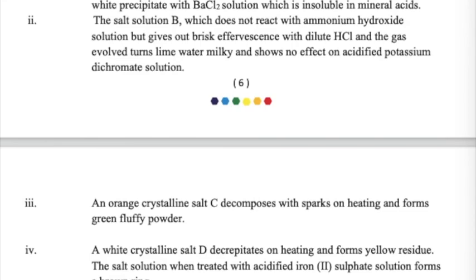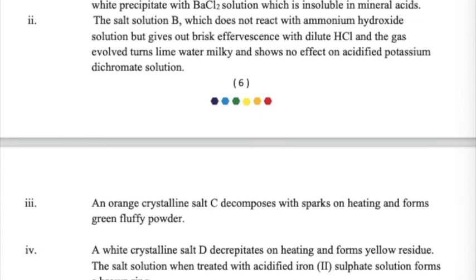Write balanced chemical equations for the following. Burning of ethene in air: C2H4 + 3O2 gives 2CO2 + 2H2O. Heating of silver nitrate in a dry test tube: 2AgNO3 gives 2Ag + 2NO2 + O2. Heating of carbon with concentrated nitric acid: C + 4HNO3 gives CO2 + 4NO2 + 2H2O. Reaction of manganese 4 oxide with concentrated HCl: MnO2 + 4HCl gives MnCl2 + 2H2O + Cl2.